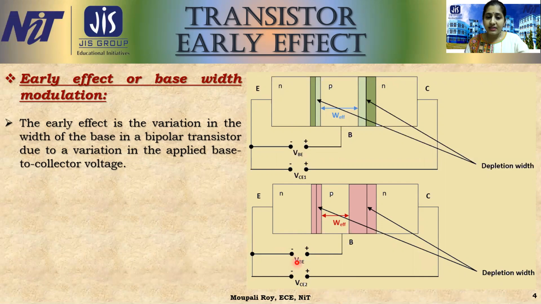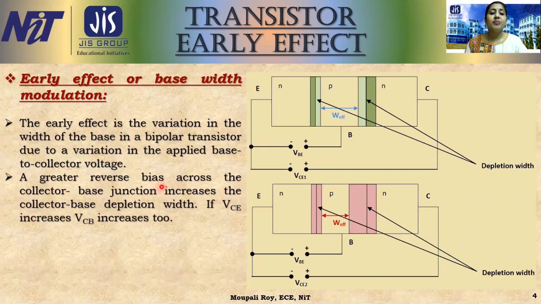See, VBE is the same for both cases, but we are changing VCE. This is VCE1 and this is VCE2. That means the reverse bias voltage changes. In the case of VCE1, the width is not so wide, but in the case of VCE2, it is wider, more wider than VCE1. A greater reverse bias across the collector base junction increases the collector base depletion width. If VCE increases, VCB is increased too.